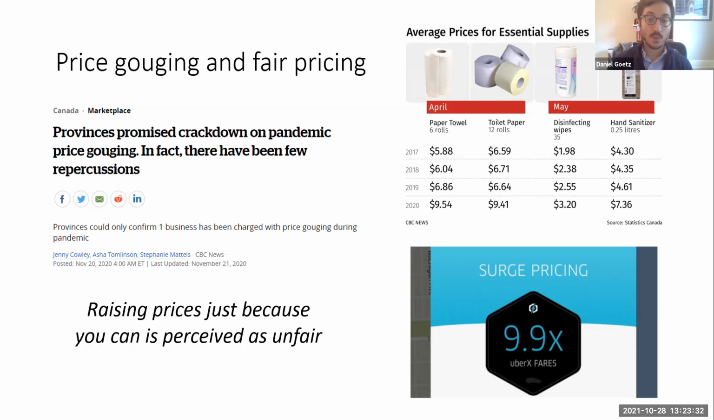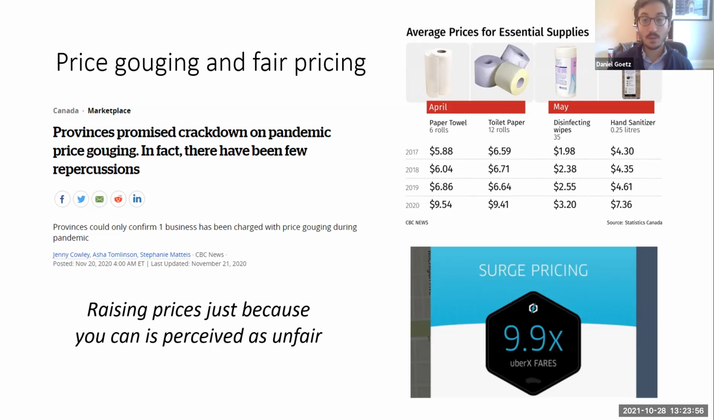So raising prices just because you can, like with the Coke machine or with the price gouging, that's perceived as unfair. Raising prices because your costs have gone up or because you're trying to provide a better level of service, that's not perceived as unfair. And so we think that that's okay. Consumers typically think that's okay, right?